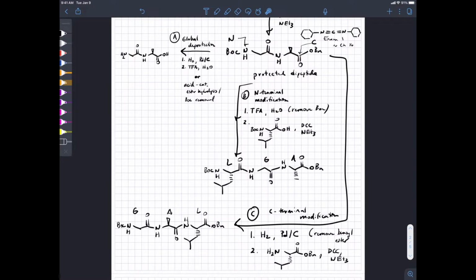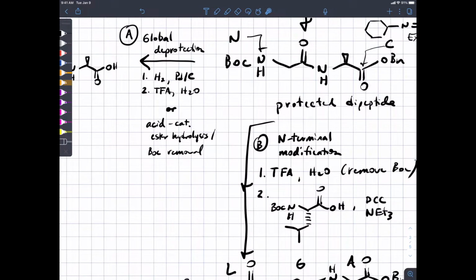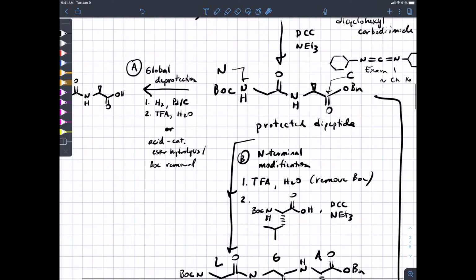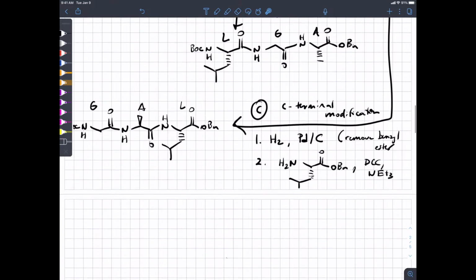So if we want to remove both sides, we can use the acid-catalyzed ester hydrolysis, but if we only want to remove the ester, we would have to use H2. Right. If you only want to remove the benzyl ester, you've got to use hydrogen and palladium on carbon. If you only want to remove Boc, you've got to use TFA and water. If you want to do both of them, you would use those acid-catalyzed ester hydrolysis conditions.